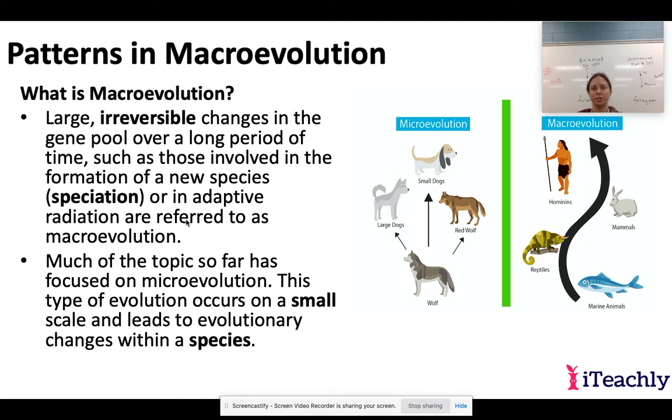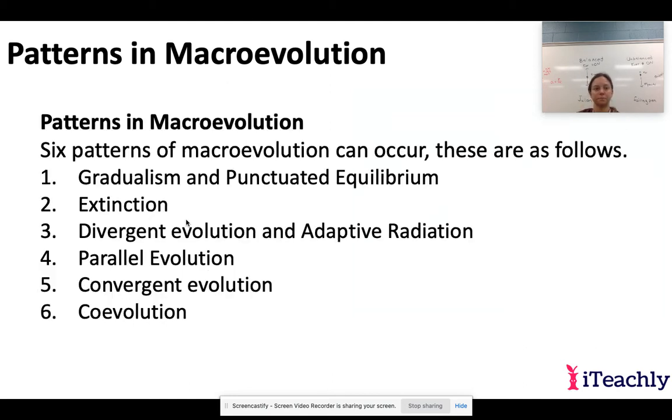This is large scale change. Microevolution is small scale change, so changes within the species. So how do those changes within the species lead to speciation? That's what we're going to look at. And what is speciation? That's the formation or the development of a new species. So the patterns that occur with macroevolution are gradualism, equilibrium, and punctuated equilibrium, extinction, divergent evolution and adaptive radiation, parallel evolution, convergent evolution, and coevolution. So those are the patterns that we're going to be looking at.